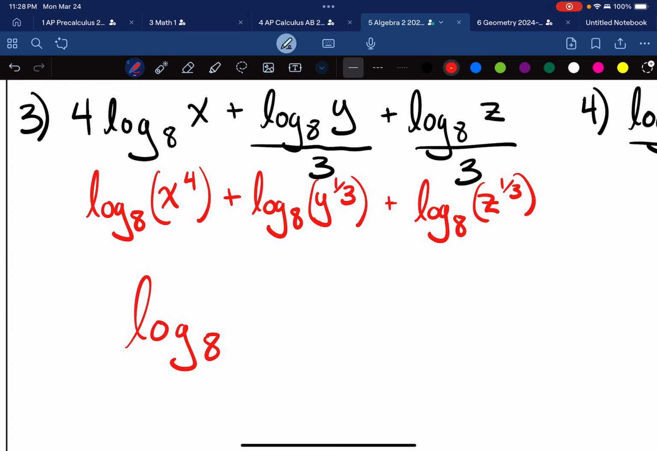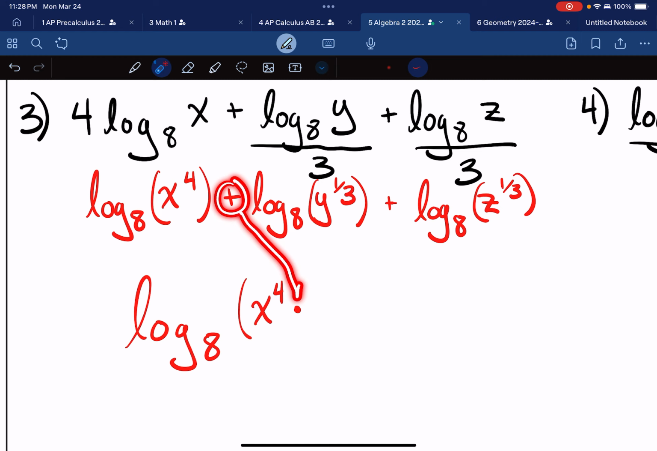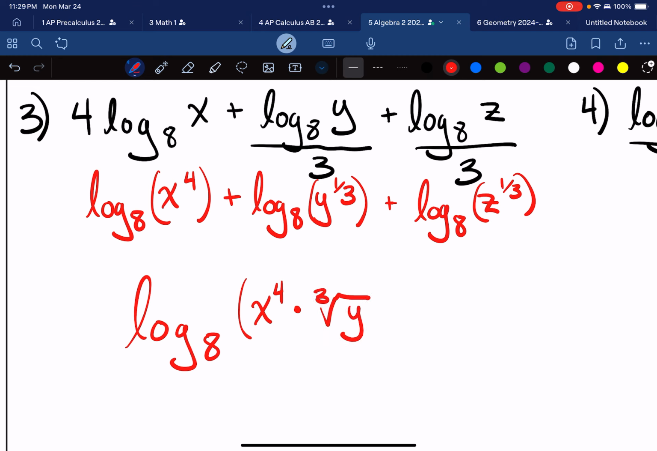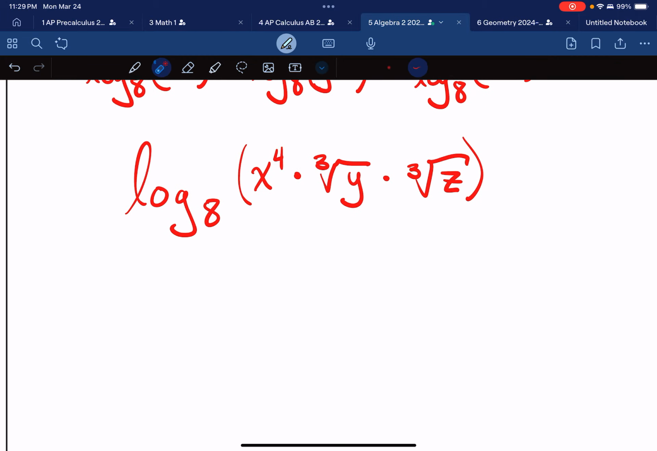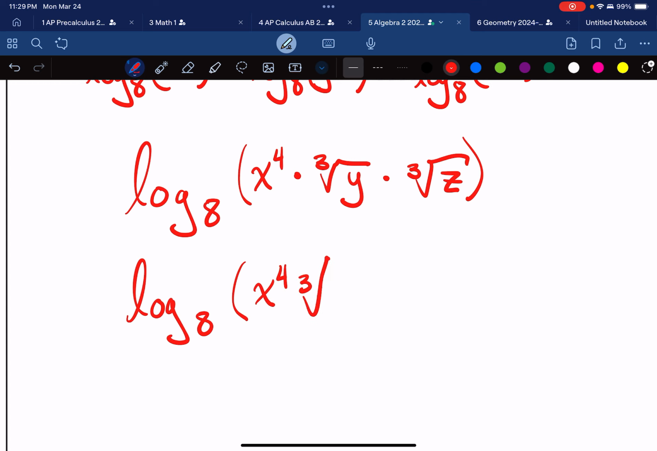Okay, so it's going to be log base 8 of x to the power 4 times, again, when I add the outsides, I'm multiplying the insides. And then this is y to the power of 1/3, which is the same thing as the cube root of y. Times, again, now I have another cube root of z. This is going to be cube root of z. And I'm still not done, because these two radicals have the same index, which means they can be combined into one radical. And I can say that this entire thing is log base 8 of x to the power 4 times the cube root of yz. And now this is as simple as I can get, and I'll end my parentheses.